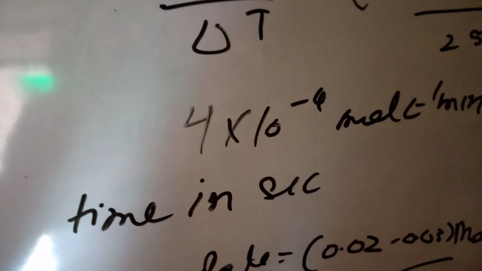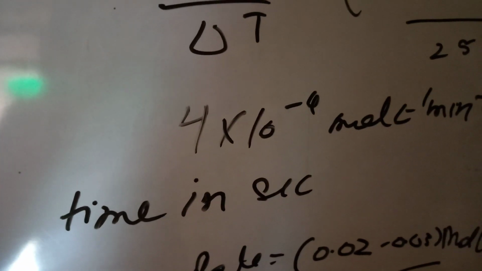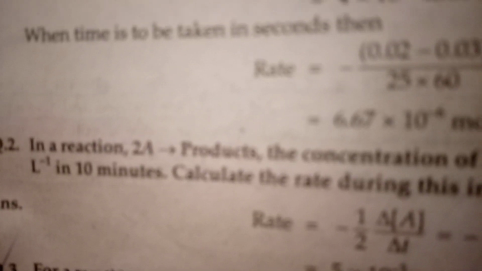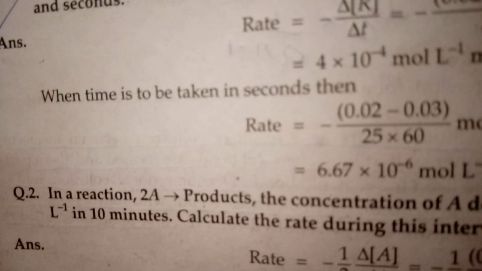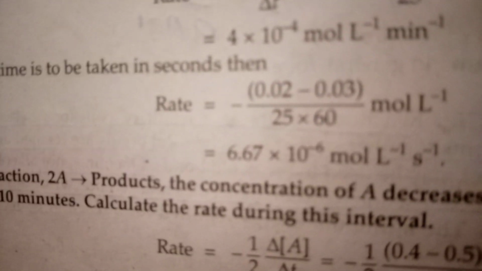So this is the solution of the first numerical. Now we have to do the next one. The second question is, in a reaction 2A gives product, the concentration of A decreases from 0.5 mole liter inverse to 0.4 mole liter inverse in 10 minutes. Calculate the rate during this interval.